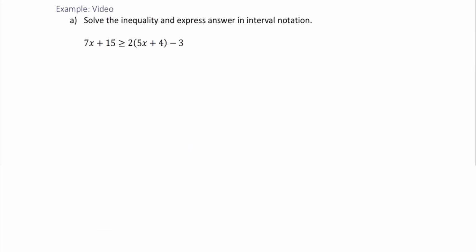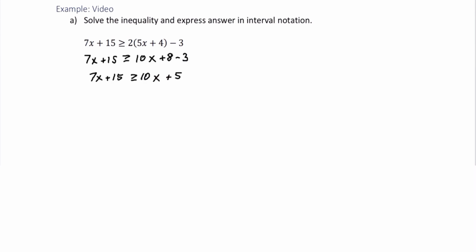Let's solve this inequality. Step 1 is to simplify. So we need to distribute to remove the parentheses on the right side. We get 10x plus 8 minus 3. Continue to simplify by combining like terms on the right side. We get 10x plus 5.